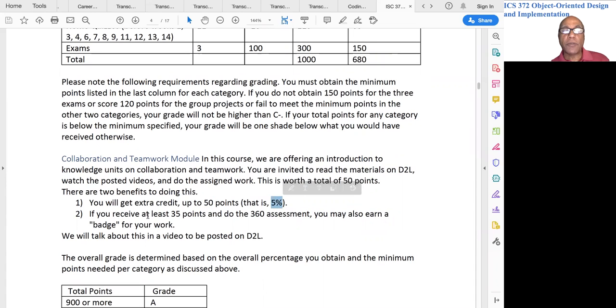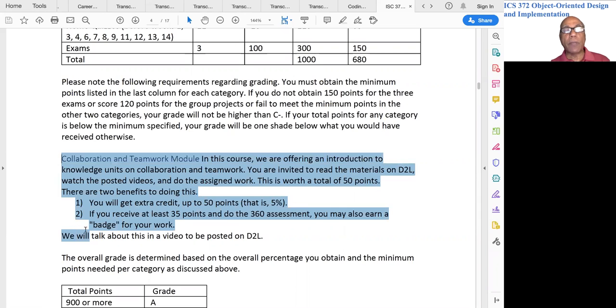And on top of that, if you receive 35 points out of 50 and complete a survey and an assessment, you will receive a badge for your work. We will have more opportunity to talk about this possibly in our second synchronous meeting. So I'm going to postpone a more complete discussion to the second meeting.